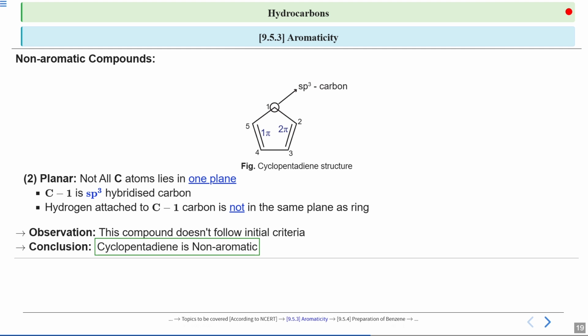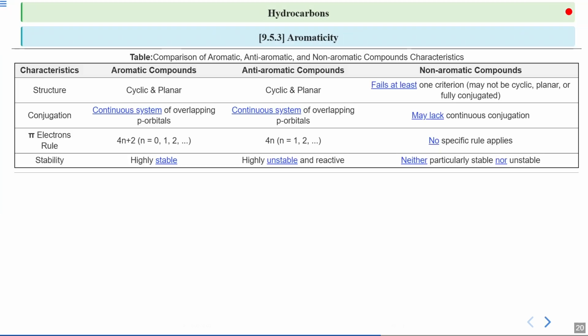Okay. So it is forming a ring, but due to the sp3 hybridization of the carbon, it is not a part of the conjugation in the ring, removing the complete conjugation from the ring and hence making the compound non-aromatic. Now moving on further.